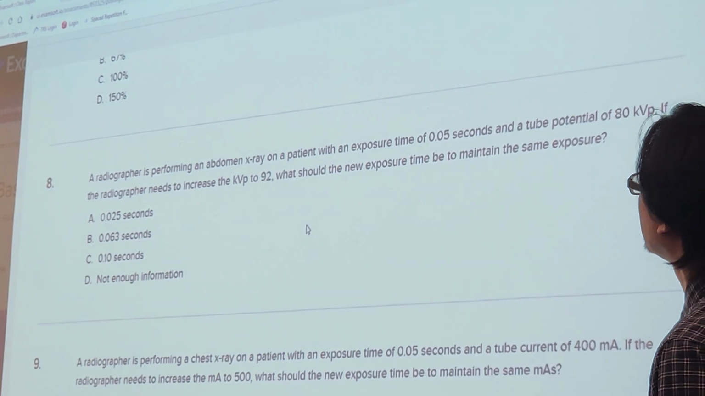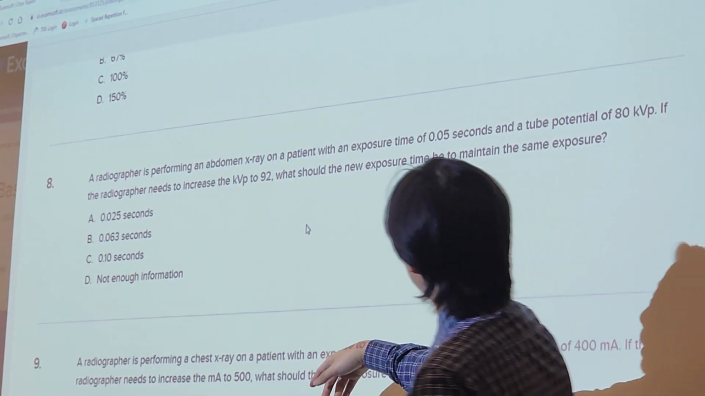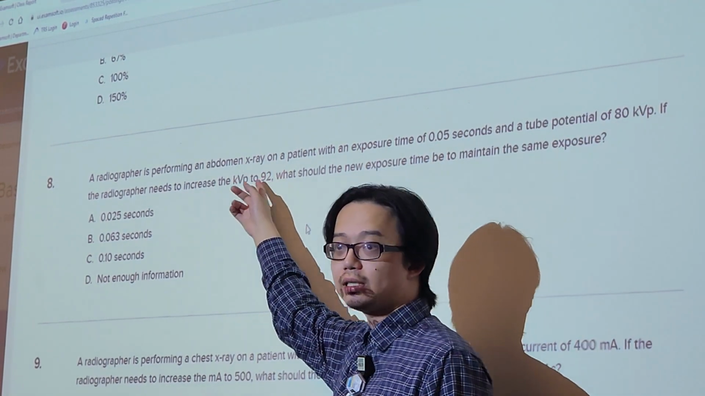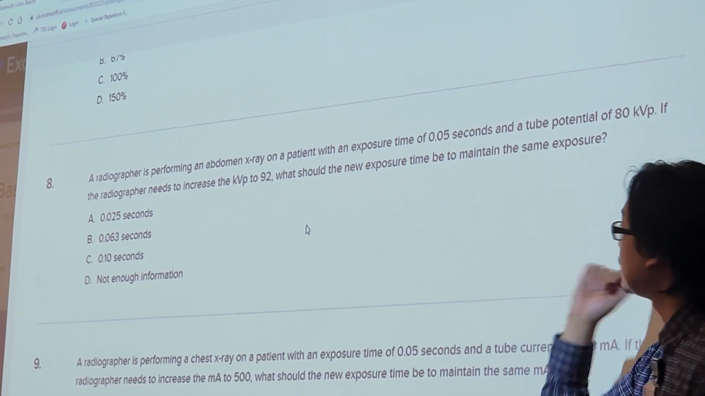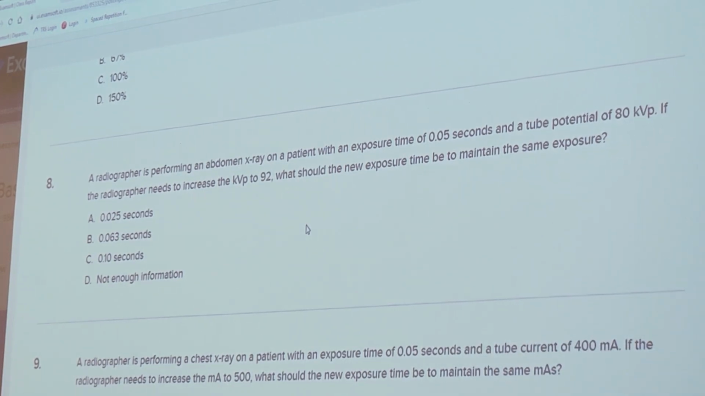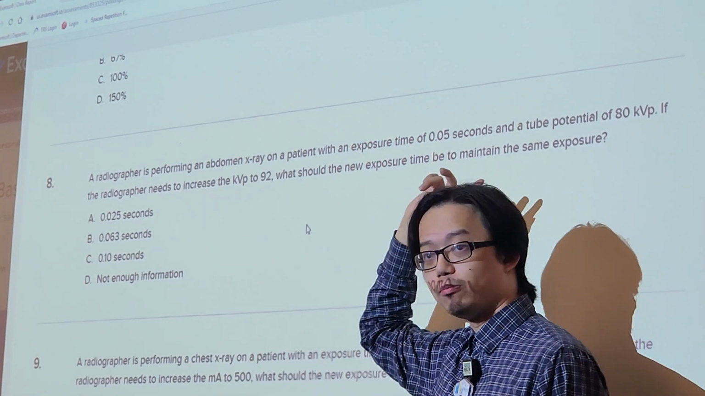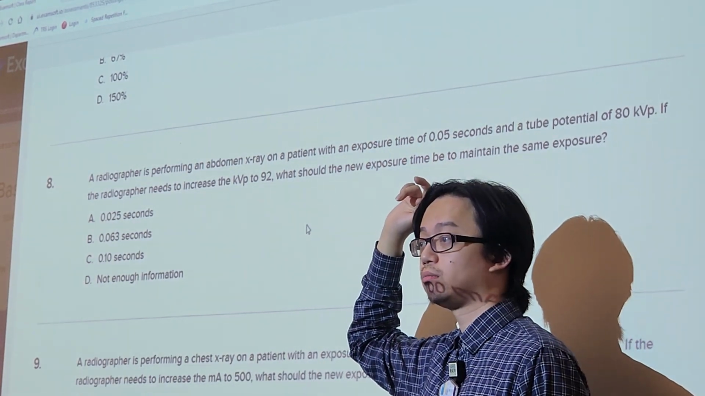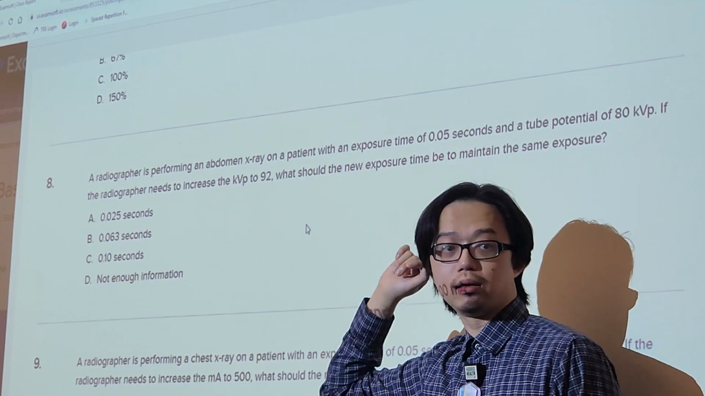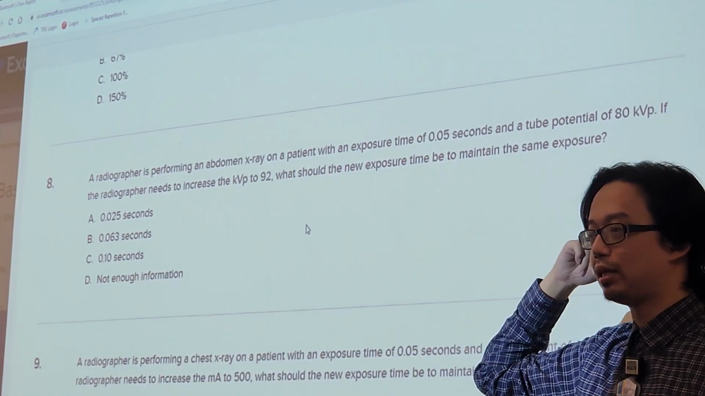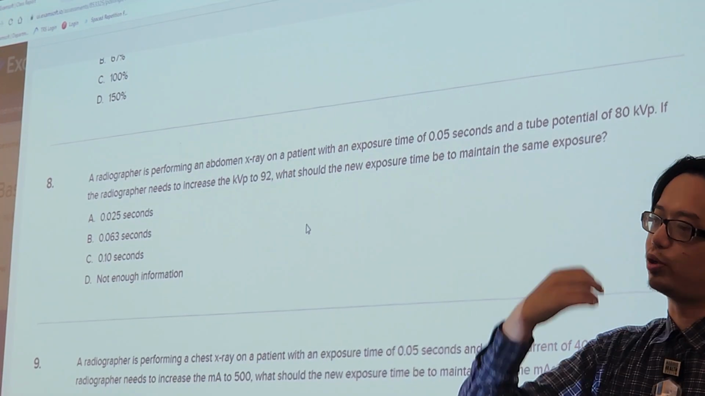All right, so real quick, number 8, what do we have? We have exposure time, we have kVp, we have an increase in kVp. What's the new exposure time to maintain exposure? So normally, what would we be thinking of doing? If you see kVp, the first thing you would normally think of is the 15% rule, right?